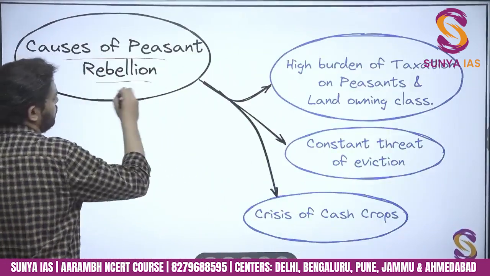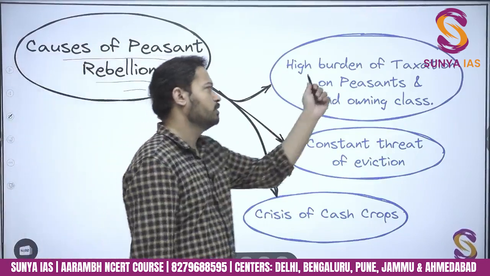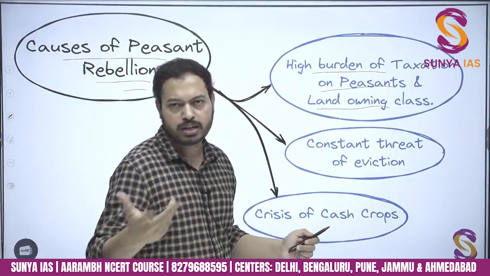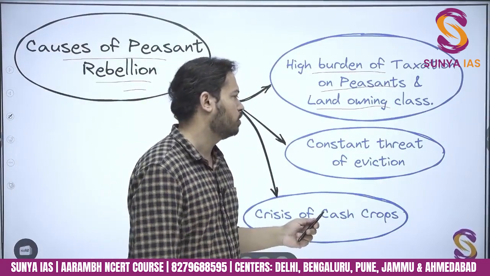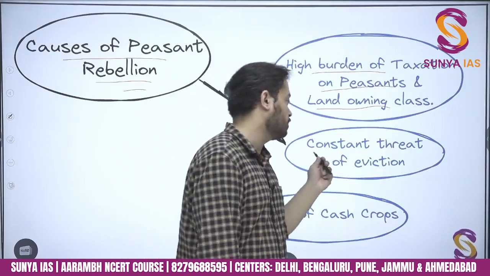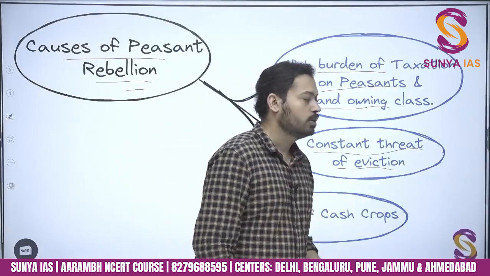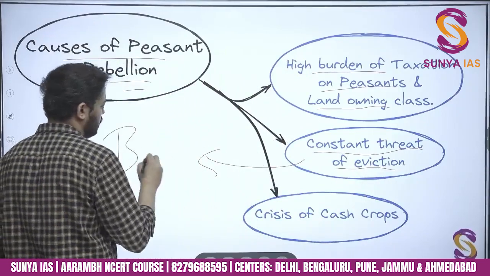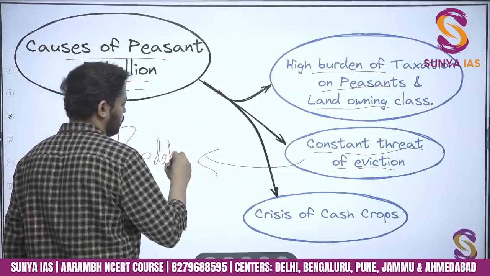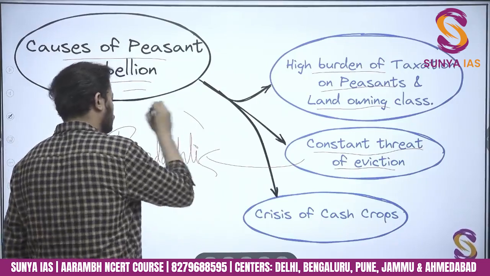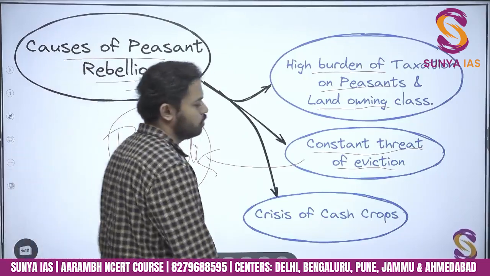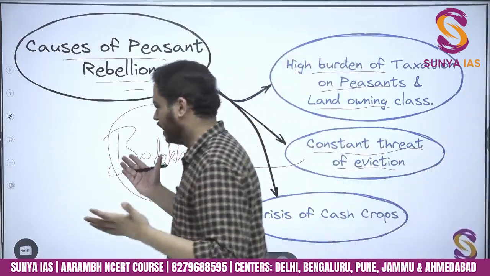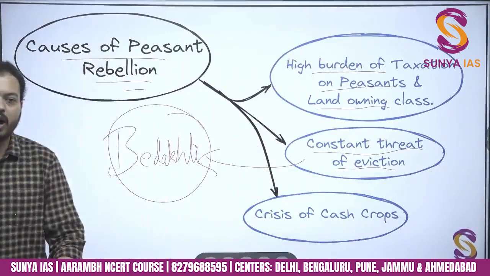Causes of peasant rebellion: high burden of taxation on peasants and land-owning classes both, because the jotedars and zamindars were also demanded very high revenue, which they were unable to pay. Constant threat of eviction, which was back then called bedakhli. This word will be used again and again. This can be asked in the exam also. Like when your parents disown you from the property, something like that. So that bedakhli used to happen.